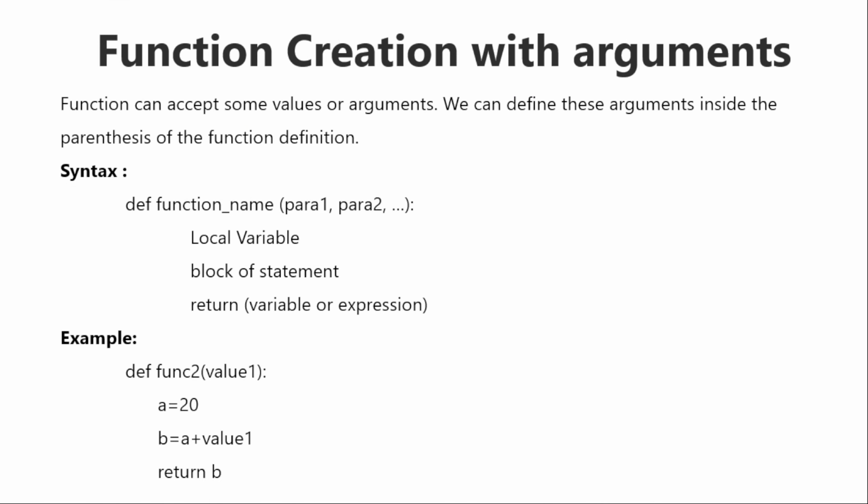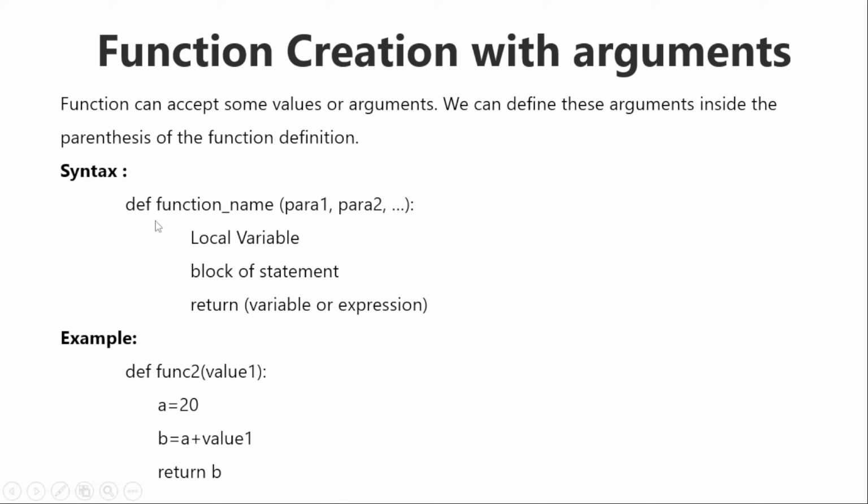Now let us move to the next concept, function creation with arguments. A function can accept some values or arguments. We can define these arguments inside the parenthesis of a function definition. So we are able to pass some values by calling the function. Before that, you need to define arguments while defining the function. So that's what the definition describes.